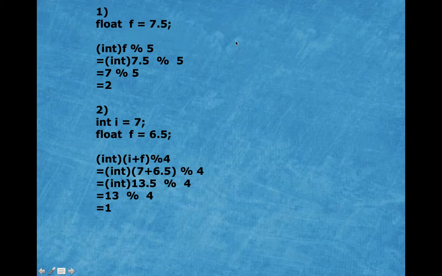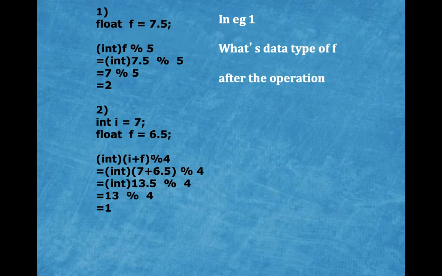Now, there is something very important which you need to understand over here. Let's talk about this example number 1. Tell me guys one thing. In example number 1, what is the data type of F after the entire operation is over? What I mean is, after you get the result 2, after everything is over, what do you think is the data type of F? Is it int according to you, or is it float? The answer is, it will be float.